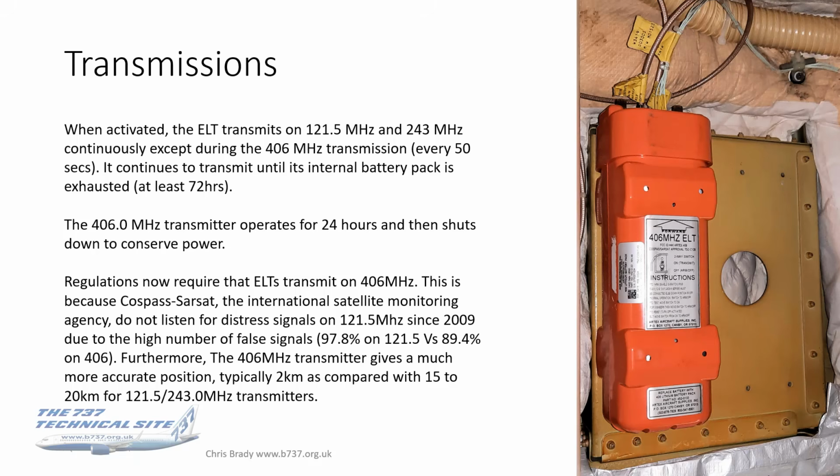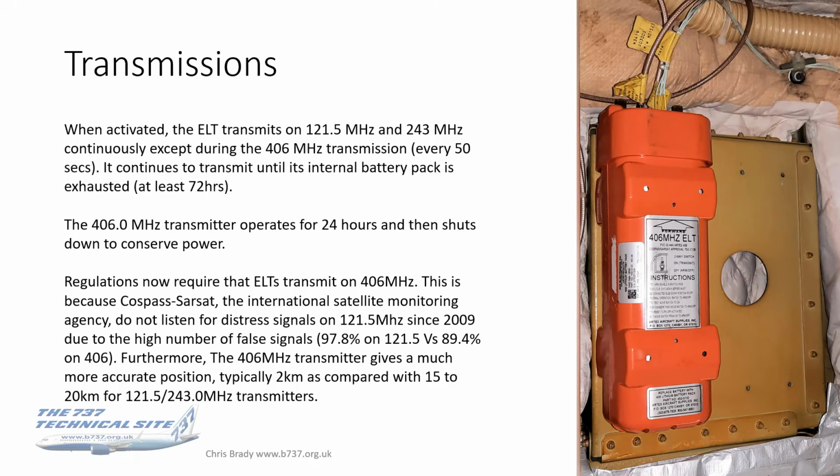This is a close-up of that ELT that's mounted in the ceiling. You can see the forwards arrow on it, and you've got a better view there of the 2 cables coming out. Although it is difficult to see, they are slightly different widths, and they're different types of cable. But when activated, this, as I've already said, will transmit on 1215 and 243 continuously, except during the 406 MHz transmission, which is every 50 seconds.